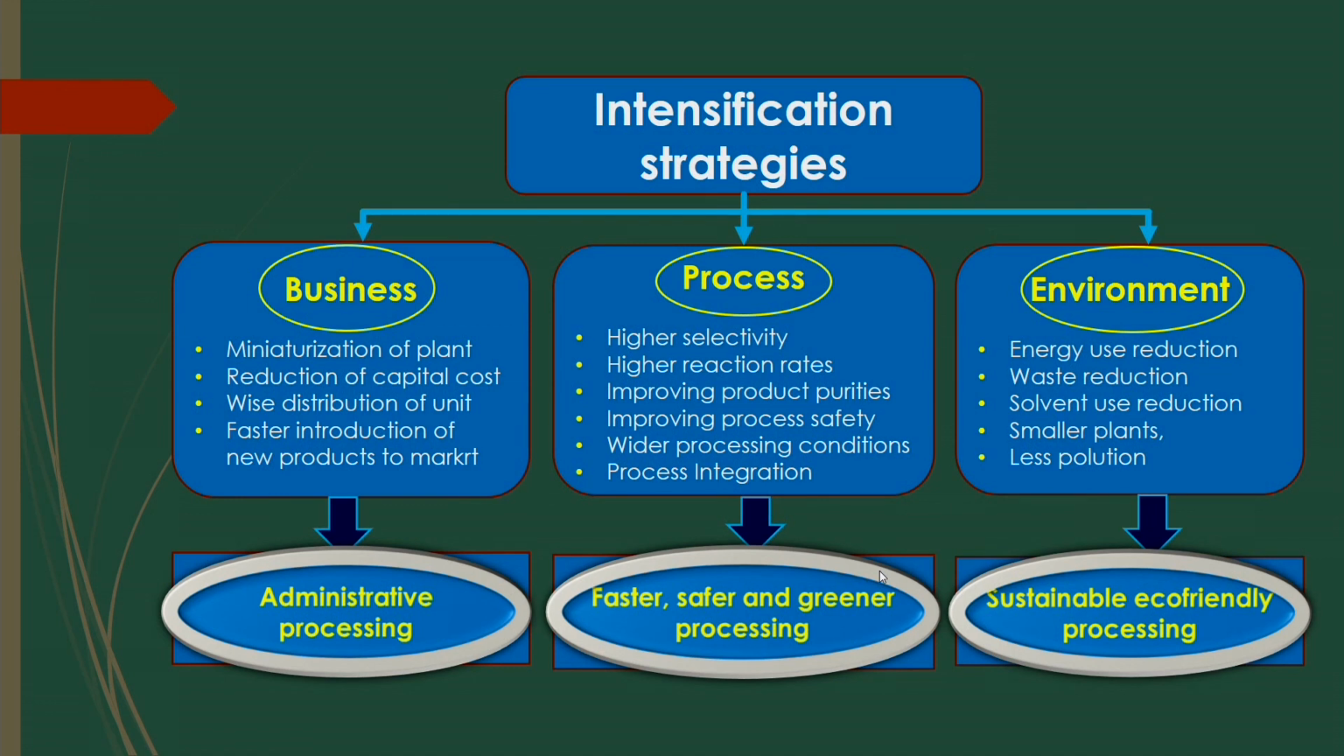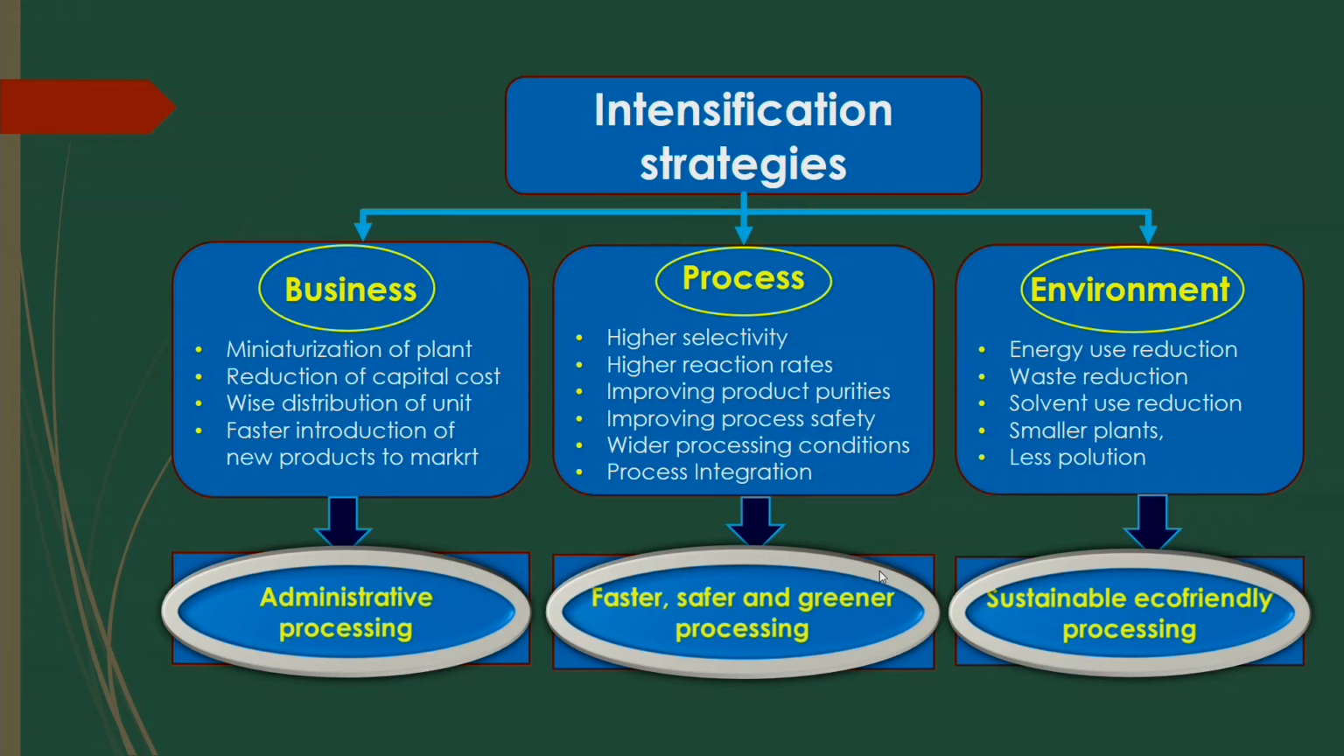So, there are three strategies that we are actually dividing here. One is administrative processing, that is business purpose. Another is faster, safer and greener processing, like higher selectivity, how can we get a higher reaction rate, how can we improve the process safety, how can we reduce the wider processing conditions, how can we integrate the process to consume less energy and also require fewer precautions during the operations.